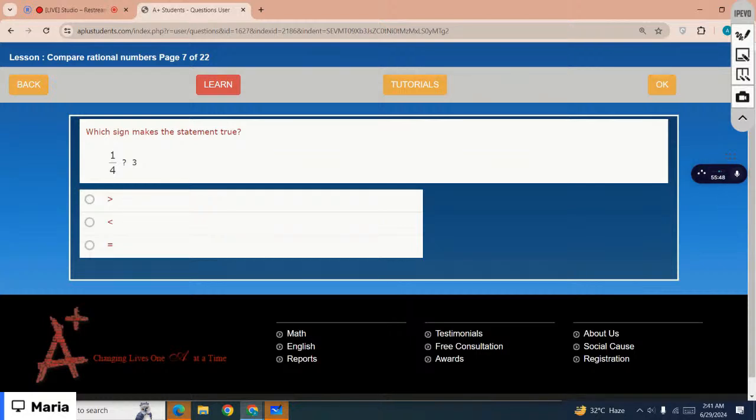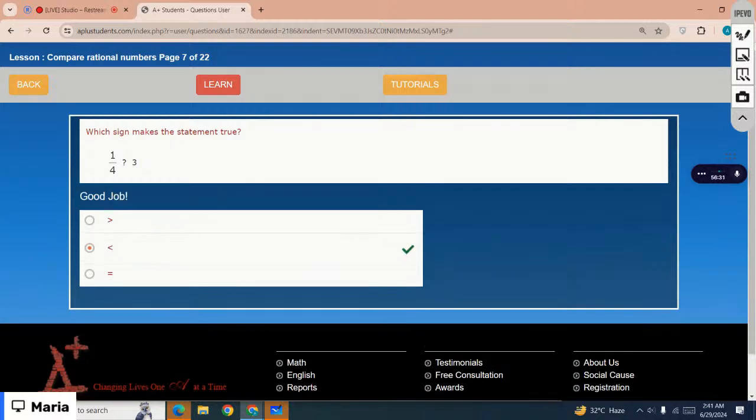Which sign makes the statement true? 1 by 4, you have to compare it to 3. Which is the correct option? 1 by 4 is less than 3. Option number 2 is the correct option.